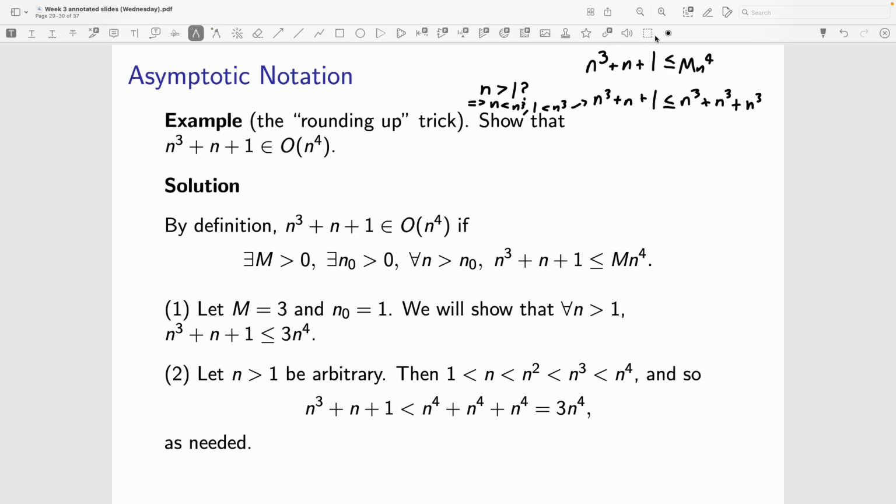I'm just going to see if I could move this over. I'm doing this so that it doesn't look like we turned mn to the 4 into n cubed plus n cubed plus n cubed, because we didn't. This has nothing to do with this. We got this by simplifying this. Just for the people who are viewing the slides annotated after the fact.